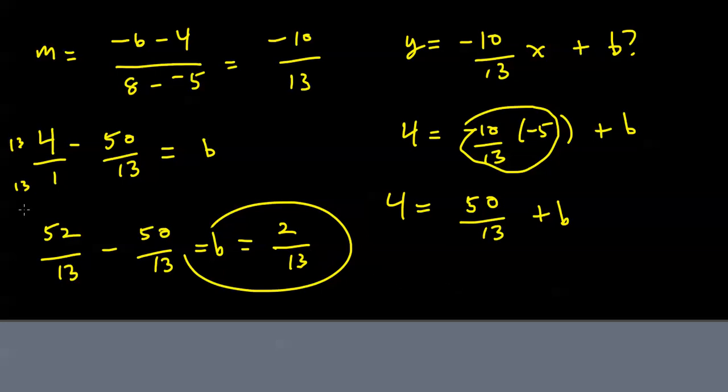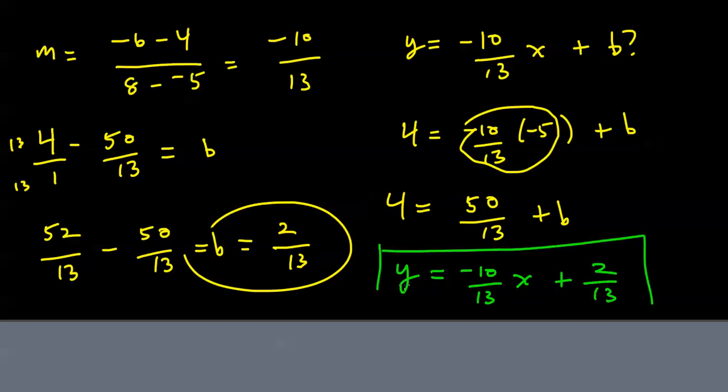But again, you're not done yet. Your final answer will look like this. Remember, it's got to be a line equation. Y equals minus 10 thirteenths x plus 2 thirteenths. This is your final answer to that given problem.